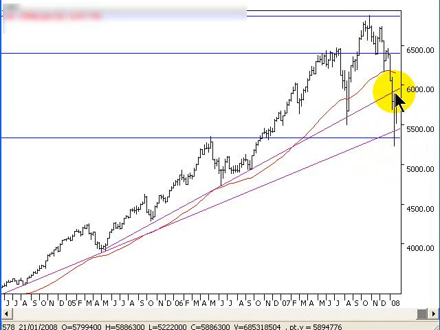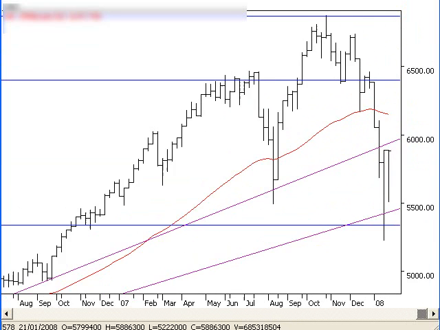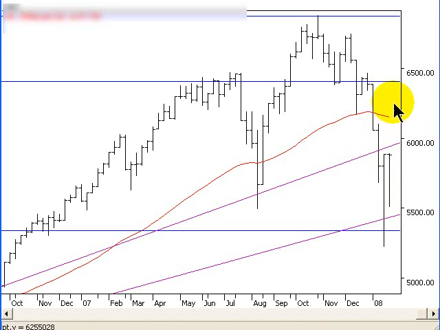Now that's telling me that if we start to get a push up to here, okay, we start to get a push to the upside, which I think is going to happen, we're going to start getting a bit of buying activity to push it up.